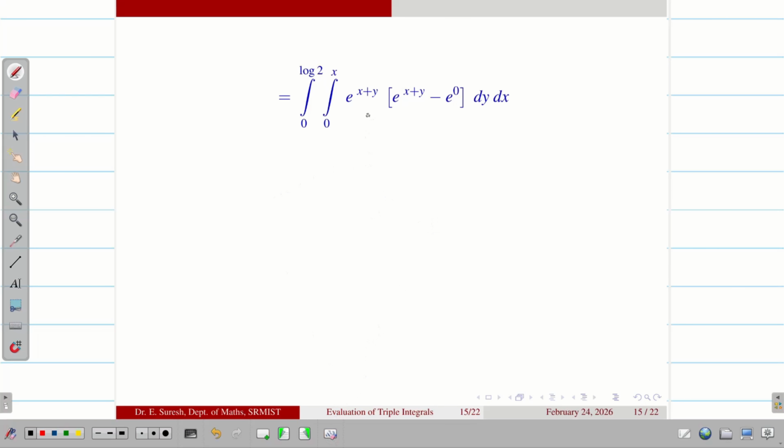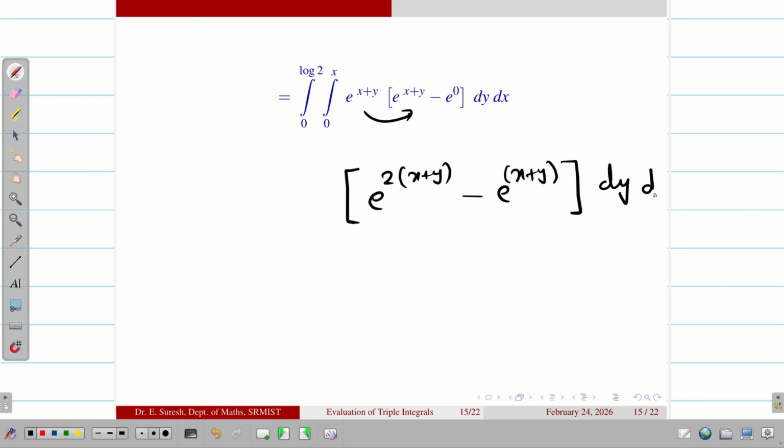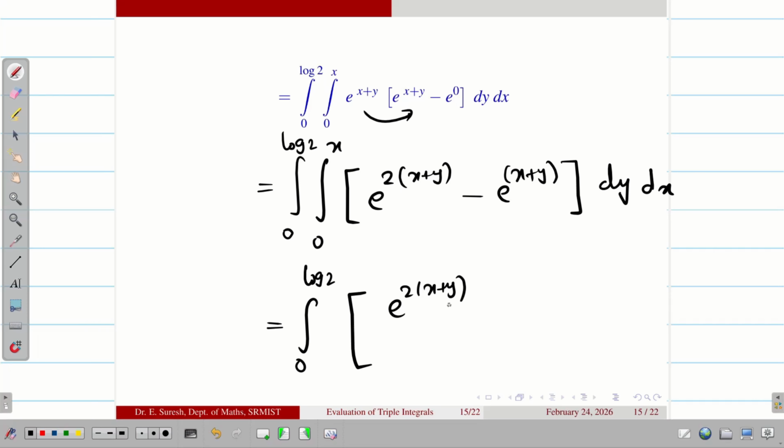So when I multiply this e power x inside, we get e power 2 into x plus y minus e power x plus y, dy dx. So now we have to integrate as usual. Integrating e power 2 into x plus y, we get e power 2 into x plus y divided by 2, since differentiating 2 into x plus y partially with respect to y gives 1, minus e power x plus y divided by 1. The limits are 0 to x, dx.